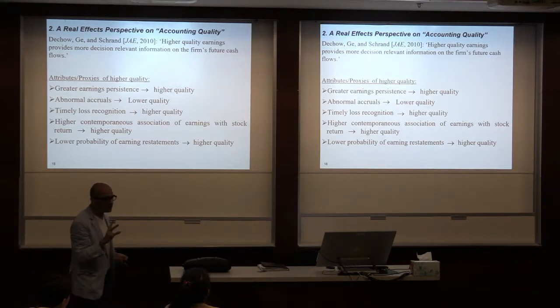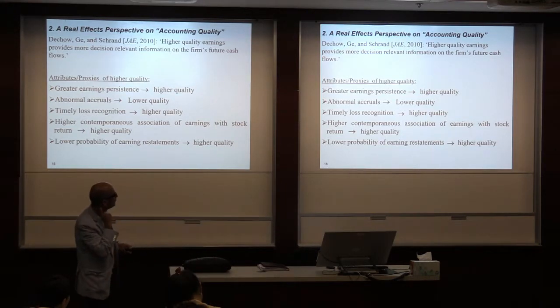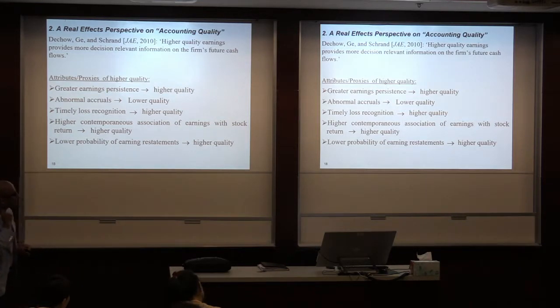The second point I want to make is in accounting, we hear a lot about this measure of accounting quality that many empiricists go after. There's a survey in the Journal of Accounting and Economics, 2010. Essentially, these authors equate higher earnings quality with providing more decision-relevant information on future cash flows. That's their definition of accounting quality. And then here are their proxies. Greater earnings persistence, abnormal accruals, lower quality, timely loss recognition, higher quality, higher contemporaneous associations of earnings with stock return, higher quality, lower probability of earnings restatements, higher quality.